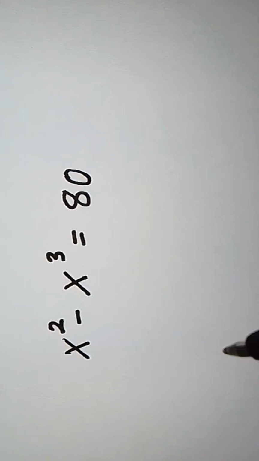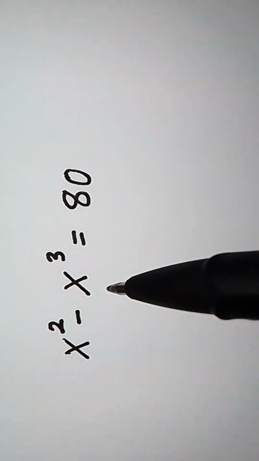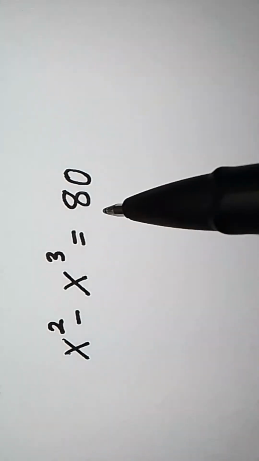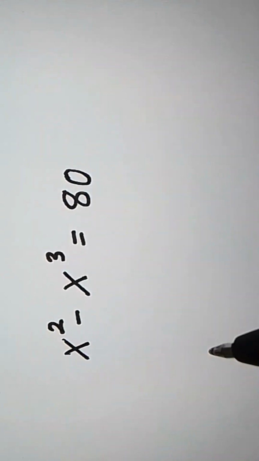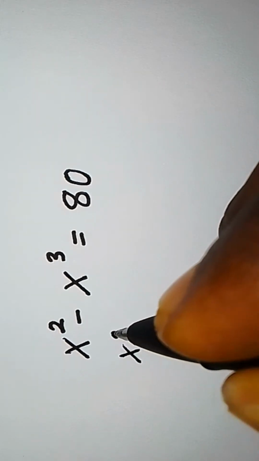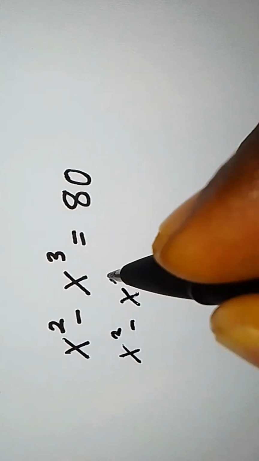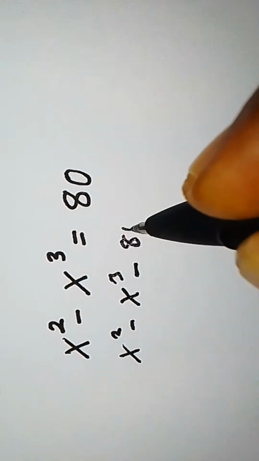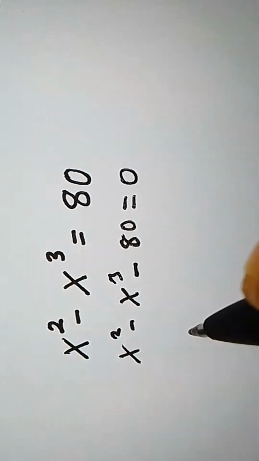How do we solve this nice equation? x squared minus x cubed equal to 80. How do we solve for x? We have x squared minus x cubed. Let's move 80 to the left side. That will be minus 80 equal to 0.